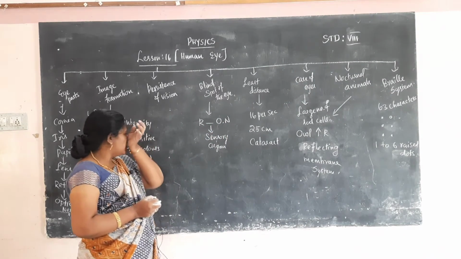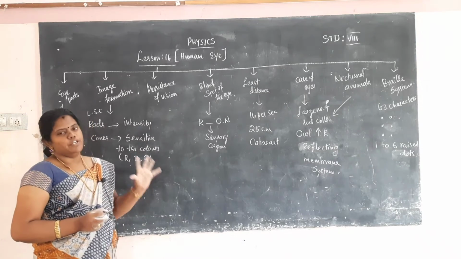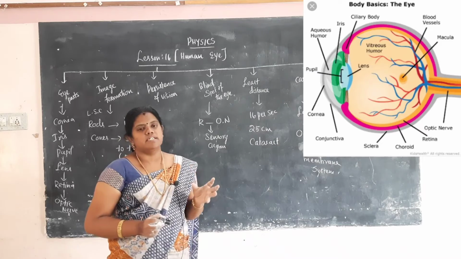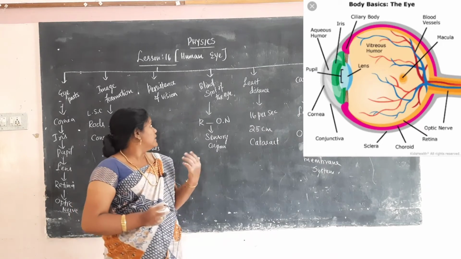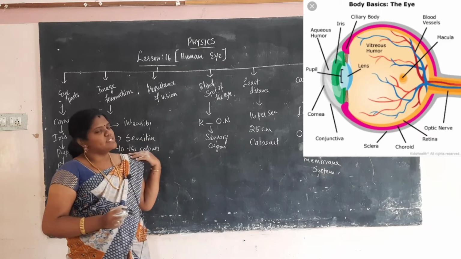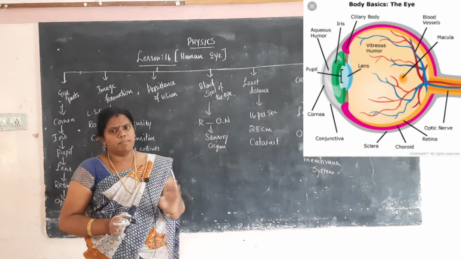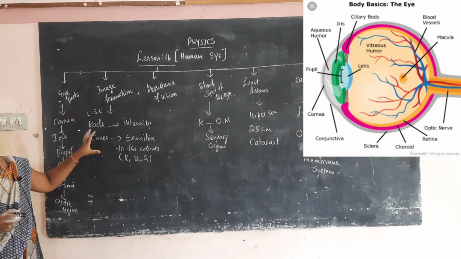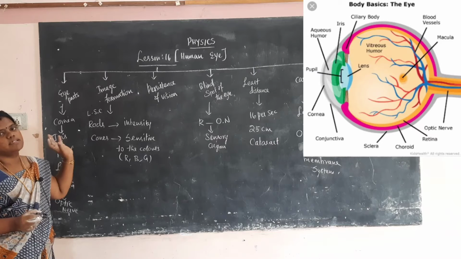In today's session I will explain the human eye completely: what the parts of the human eye are, how the image is formed in the human eye, what the blind spot of the human eye is, and what the persistence of vision is. Okay, then first, what are the eye parts?